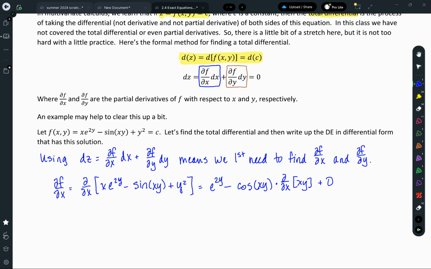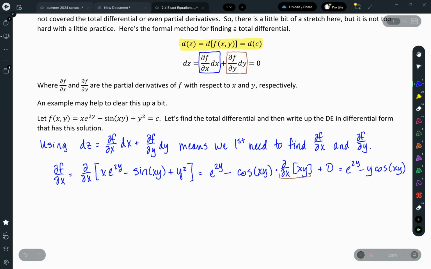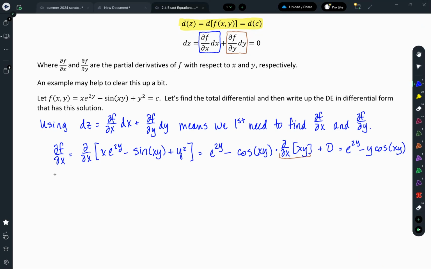So I get plus 0 from that last term. Now the final step is for us to deal with the partial derivative of xy with respect to x. Well, the derivative of x is just 1, and then times a y, so we'll just get a y. So our final answer will be e to the 2y minus y cosine of xy. That is the partial derivative of f with respect to x. Now we do the same thing, but for the partial derivative of f with respect to y. We're going to be sending through a del y to f of xy, which is x e to the 2y minus sine of xy plus y squared.